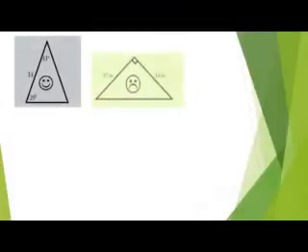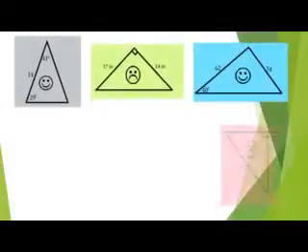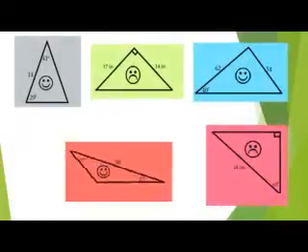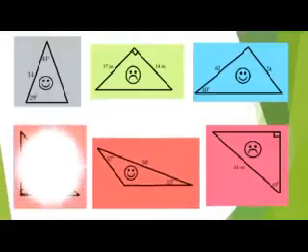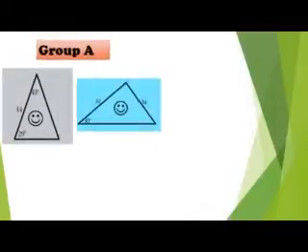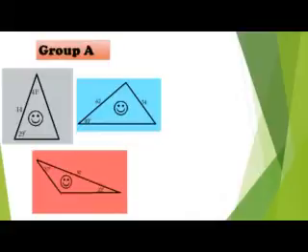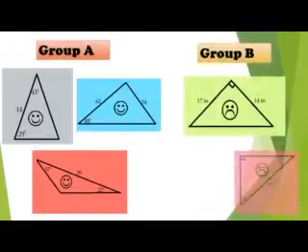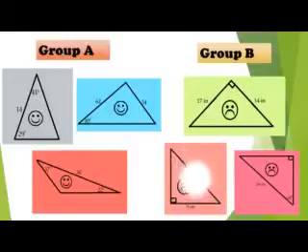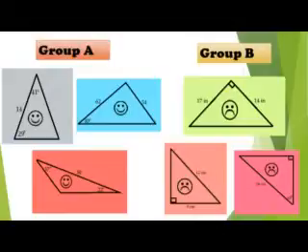Investigate these 6 triangles. If you are asked to group the triangles into 2, how will you group them and what triangles are in each group? If we have to group them into 2, in group A, we have these 3 triangles. While in group B, we also have these 3 triangles. Obviously, we group them according to the emoticons drawn in the interior part of the triangles.